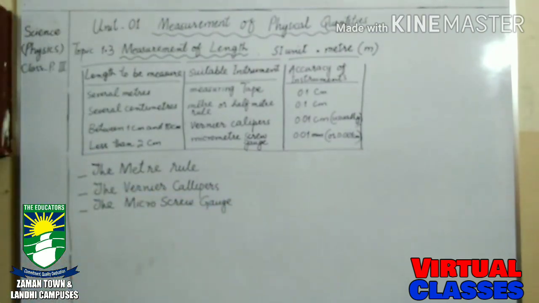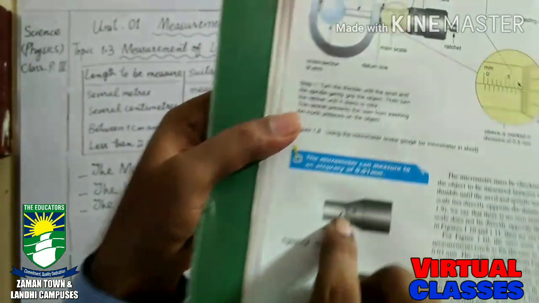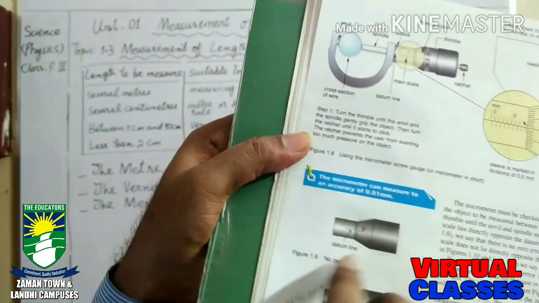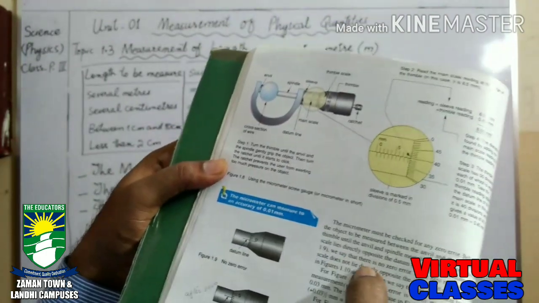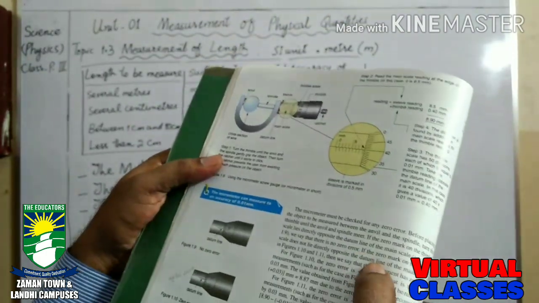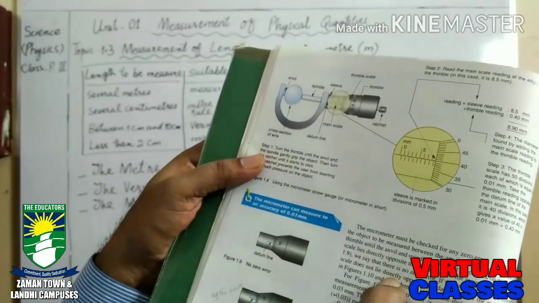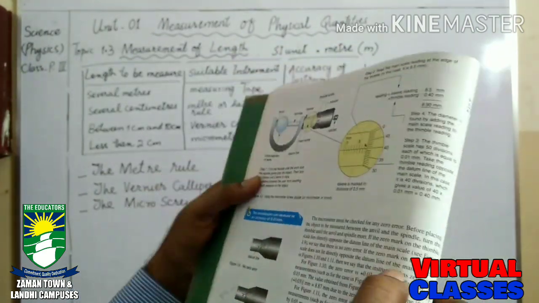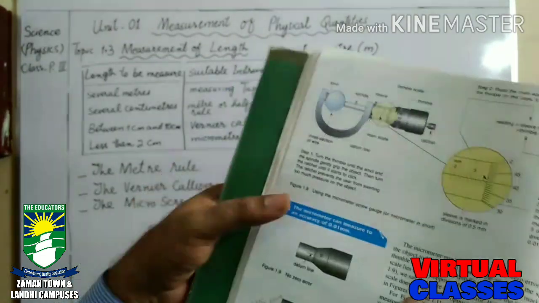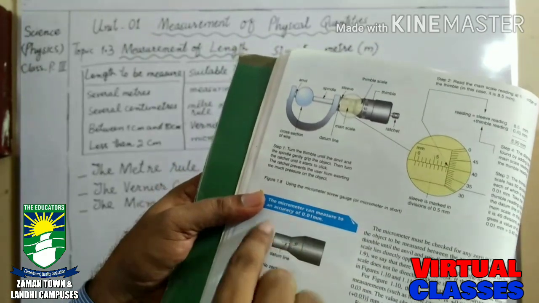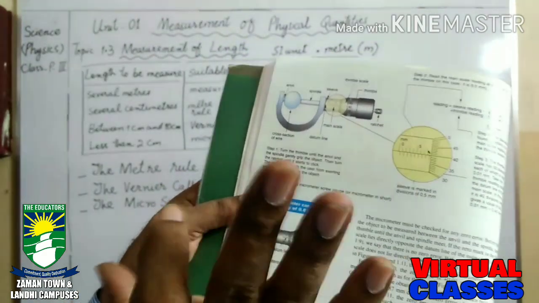See the book now. Here, datum line is exactly equal to the 0, no zero error. So see here, we say that there is no zero error if the 0 mark on the thimble scale lies directly opposite to the datum line of the main scale as in figure 1.10. There is no zero error, then it will be exactly the reading which will come, that is exact.